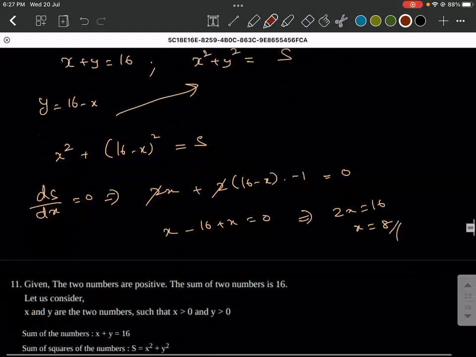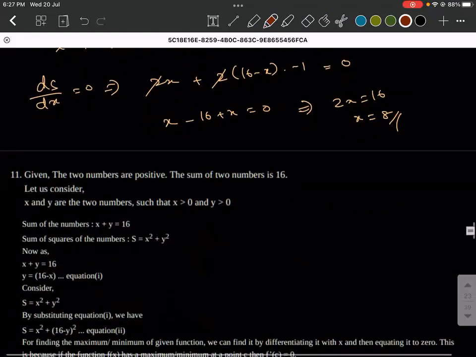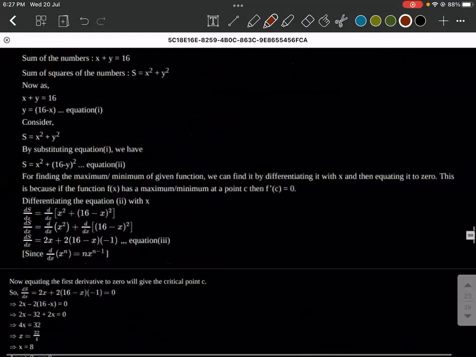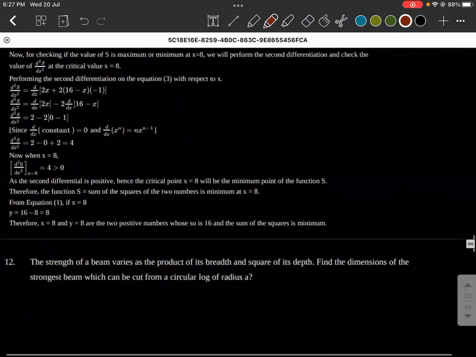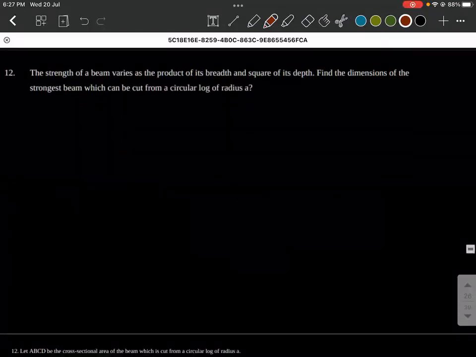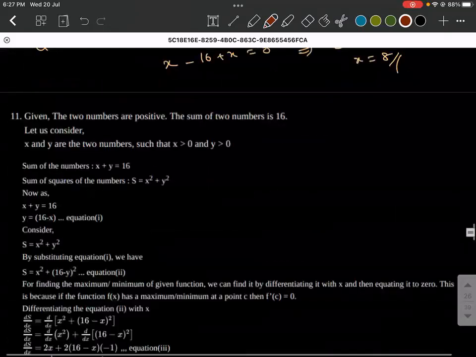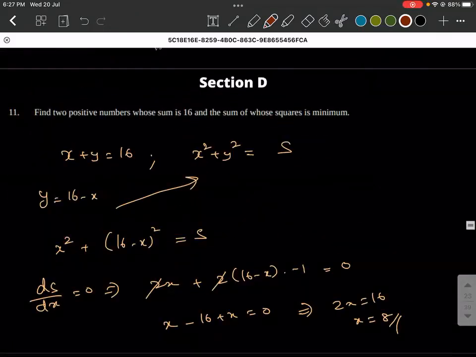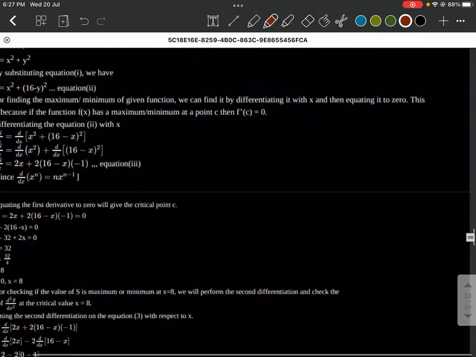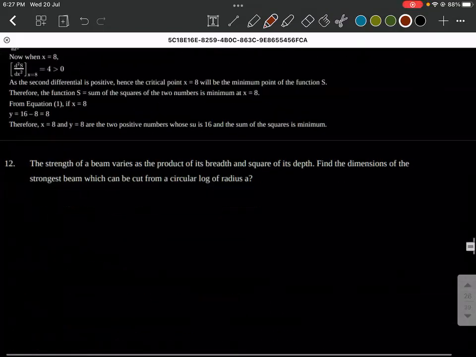Shall I proceed? Sir, we need to find f double dash of x also, sir. Yes, you have to do it. That's what I left with you. Okay. So 12th one, how to proceed?